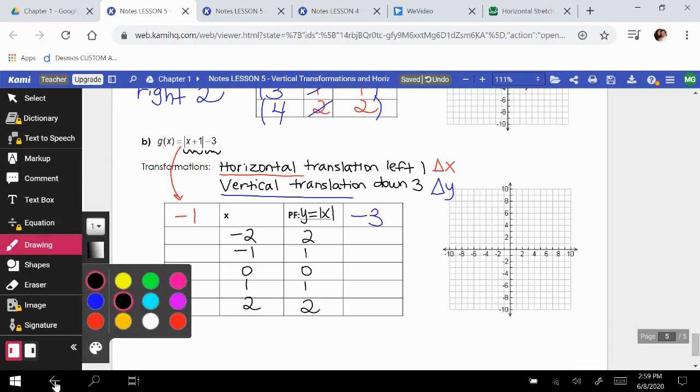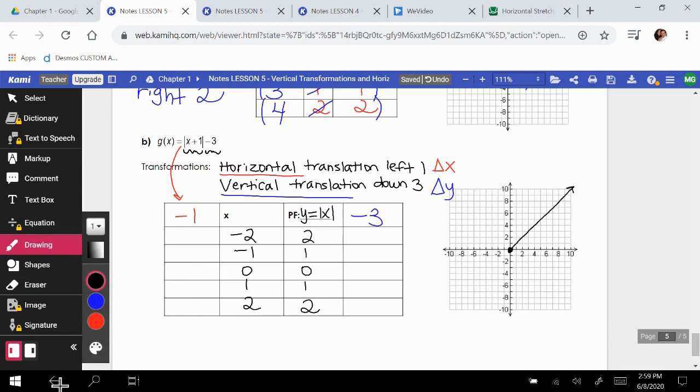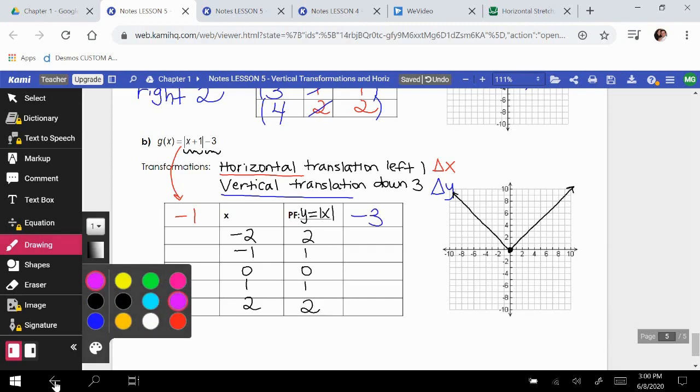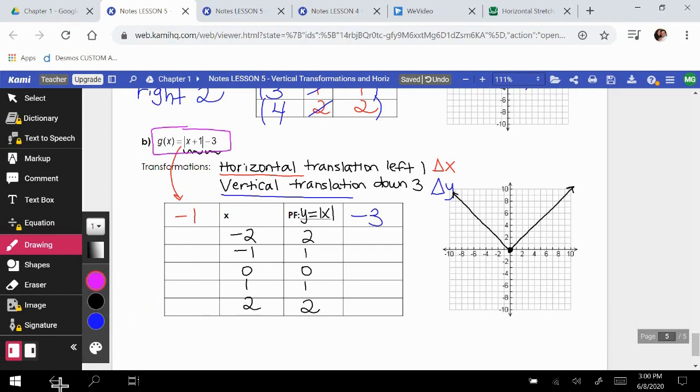Moving them down 3 or minus 3. Okay, so let me plot my parent function. This is my parent function. Okay, and I'm going to graph the new one in purple. So we'll graph the new function, this guy, in purple here in a second. Let's go ahead and take negative 2 and subtract 1. We're going to get negative 3. Negative 1 minus 1 would end up with negative 2. 0 minus 1 is negative 1. 1 minus 1 is 0. And 2 minus 1 is 1.